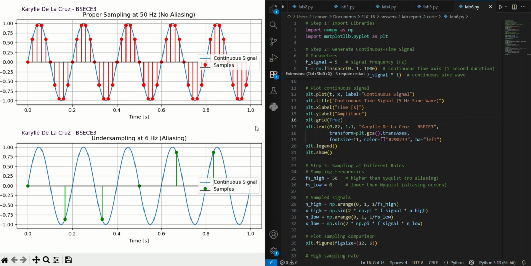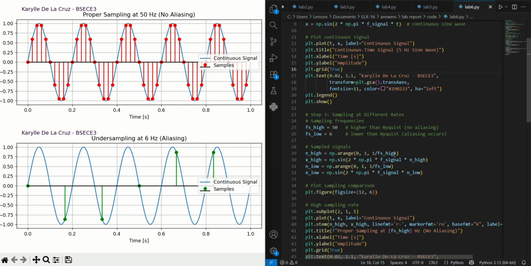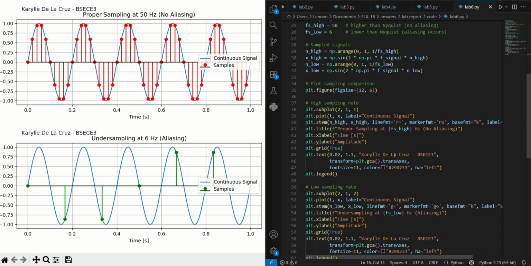Now let's lower the sampling rate to 6 Hz. Yes, it's higher than the signal frequency, but it's still below the required Nyquist rate of 10 Hz. This is called undersampling, and this is where aliasing occurs. When we plot our samples, look at what happens.